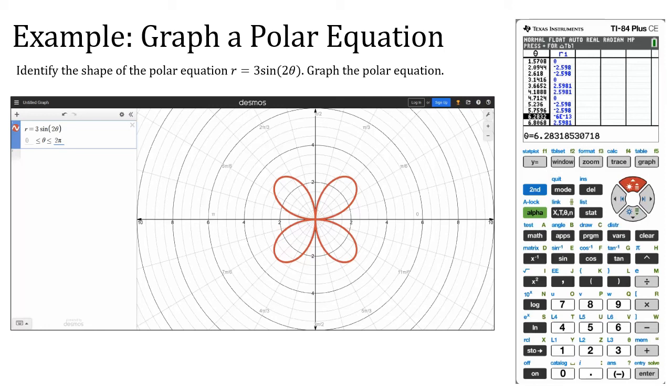So that is how you would graph with technology. We also know how to graph by hand, but really all that I'm wanting you to do is be responsible for graphing using technology. So make sure that you can do that.